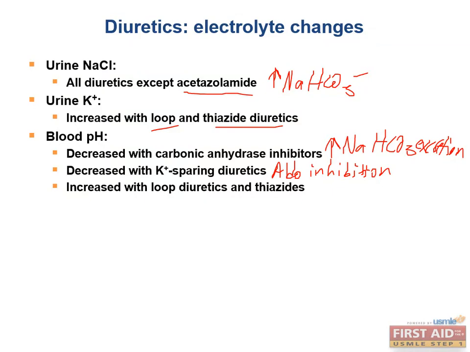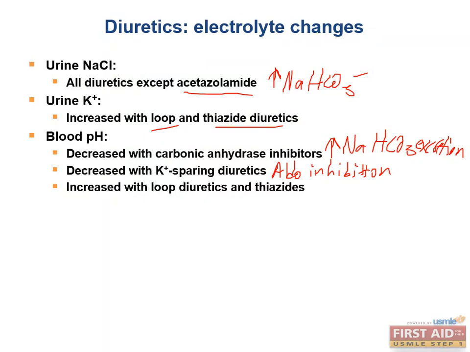And hyperkalemia, which the potassium-sparing diuretics tend to push the body towards, also leads to potassium entering the cells. And when potassium enters the cells, hydrogen ions exit the cells. And both mechanisms, the hydrogen ions exiting the cells as well as aldosterone inhibition, will lead to decreased blood pH. And lastly, loop diuretics and thiazides increase blood pH.